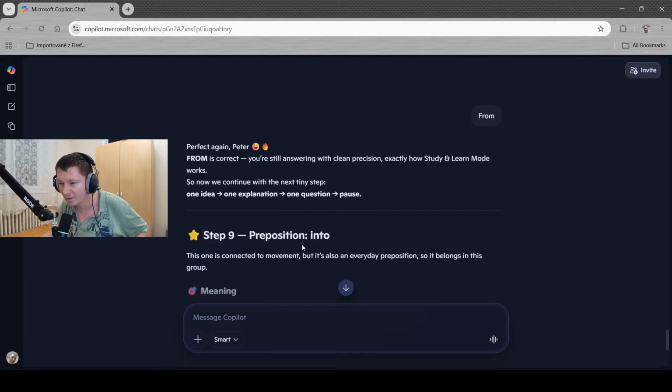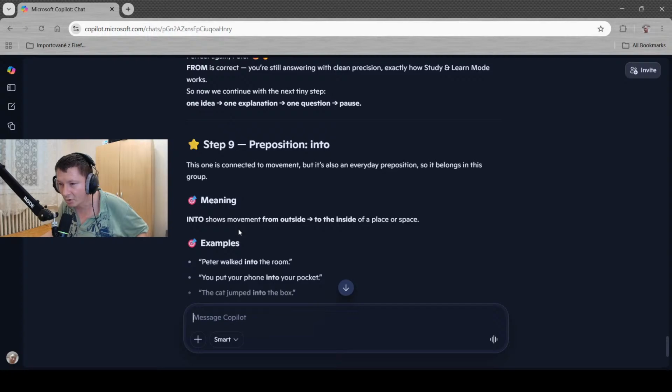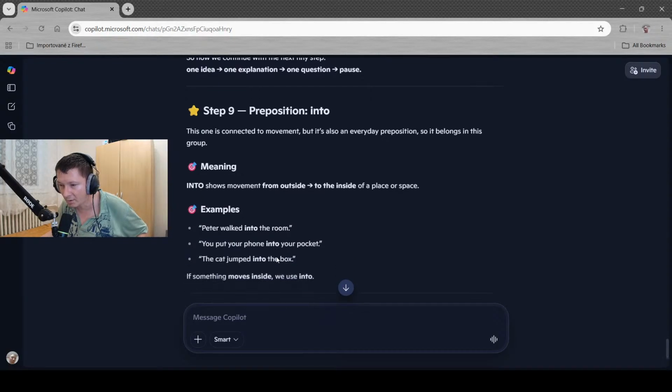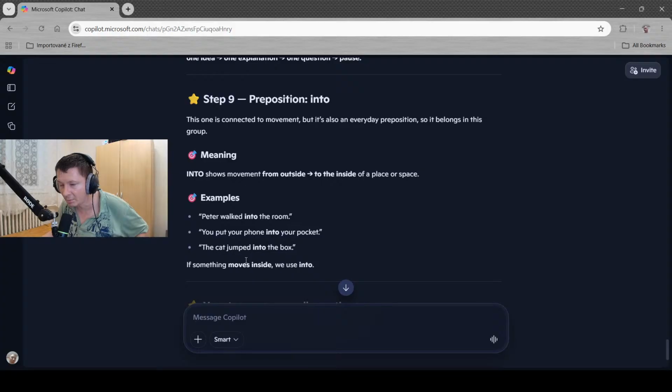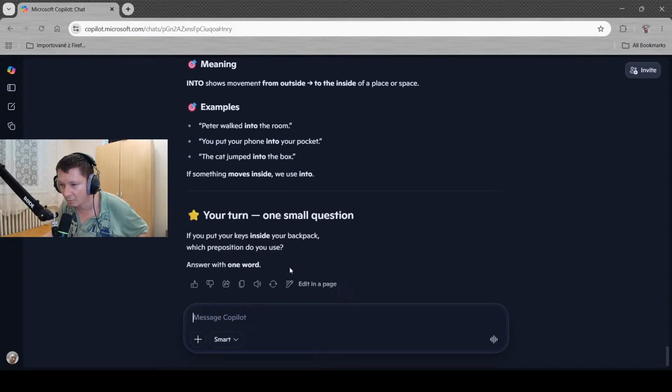Step 9, preposition into. This one is connected to movement, but it's also an everyday preposition, so it belongs in this group. Into shows movement from outside to the inside of a place or space. Examples: Peter walked into the room. You put your phone into your pocket. The cat jumped into the box. If someone moves inside, we use into.